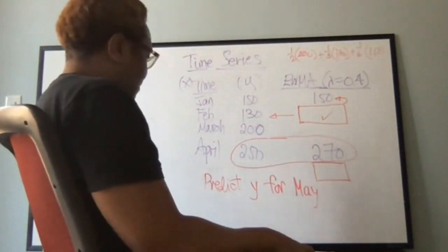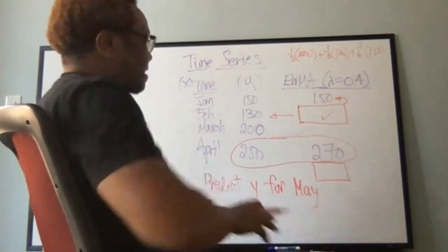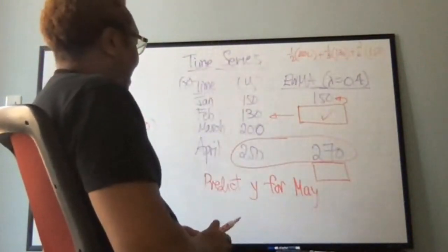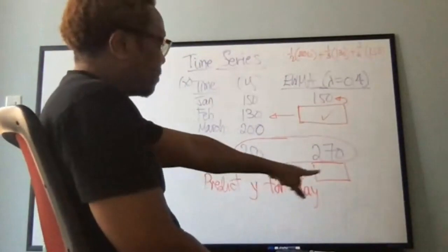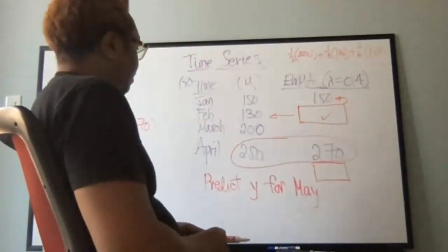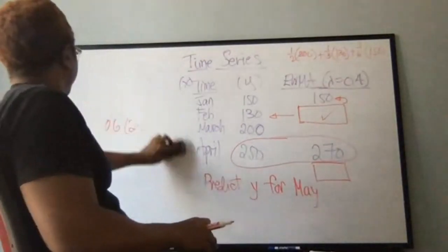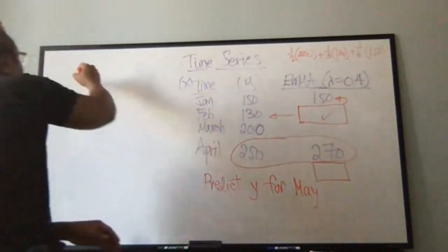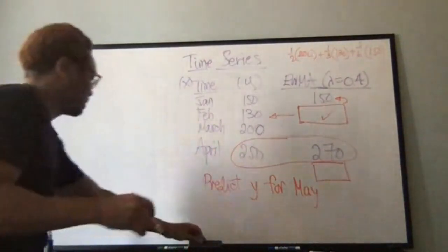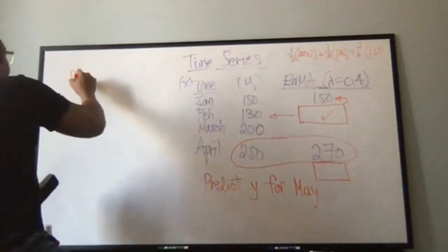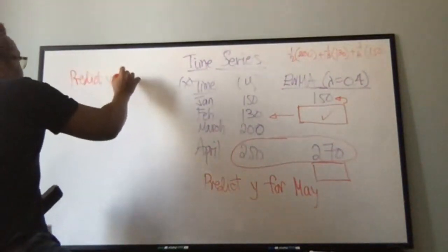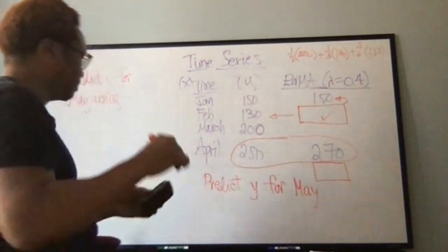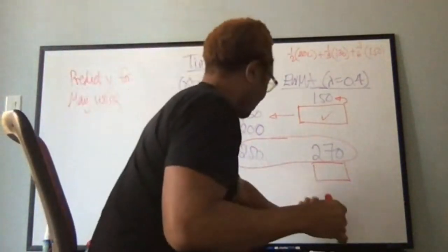That's good. And then finally, for the entire course, what's the last thing I can ask you for given something like this? I can say predict y for May using EWMA, or I can say predict y for May using what? Regression.